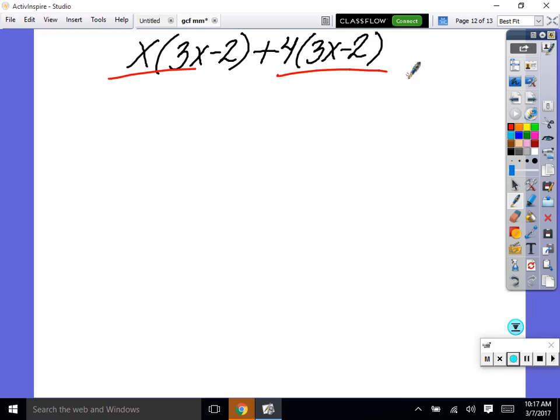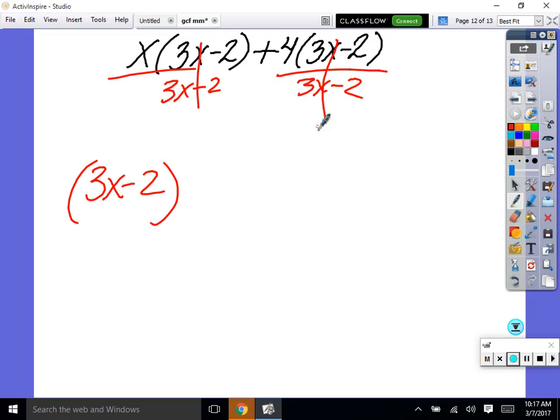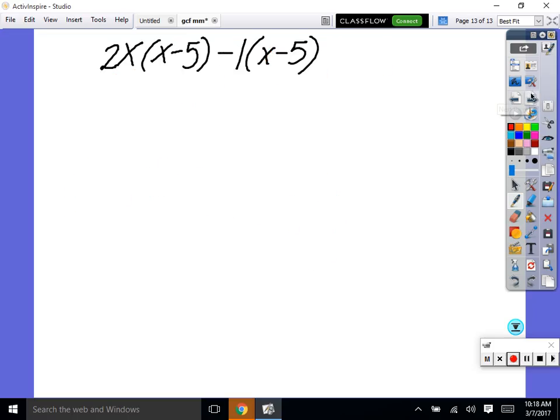Guys, isn't there two terms? Yeah. Isn't it slapping you in the face what's in common? 3x minus 2. So then divide by 3x minus 2, divide by 3x minus 2, ding, ding. Left is x plus 4. Do we all understand?